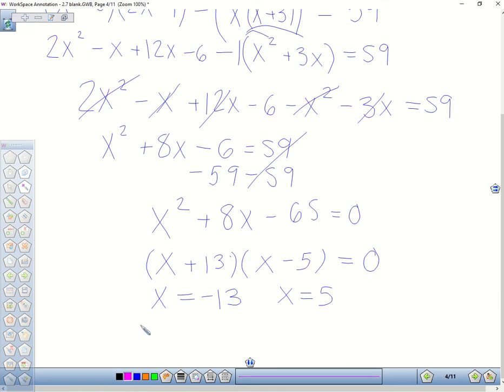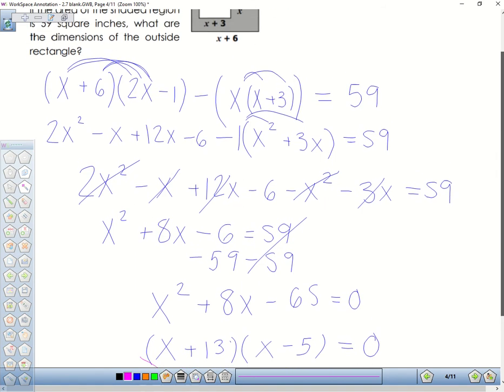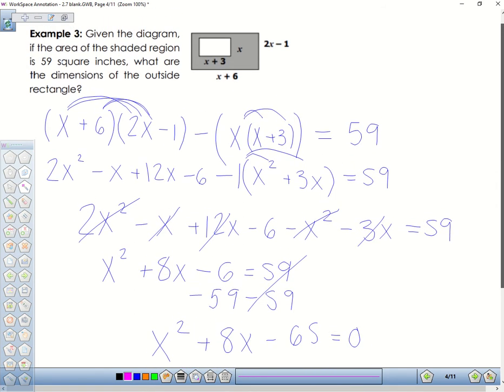Now which one of these am I going to reject? Good, that's an extraneous solution. The only one that we care about is the 5. So we move up to the top, and now I have 5, which is x. Okay, x equals 5. And they want to know, of course, read what the question wants. What are the dimensions of the outside rectangle? Well, in order to do that, I'm just going to plug x in for both of these. So this is going to be 11, and then this is going to be 9, because I just plugged x in. Make sense?